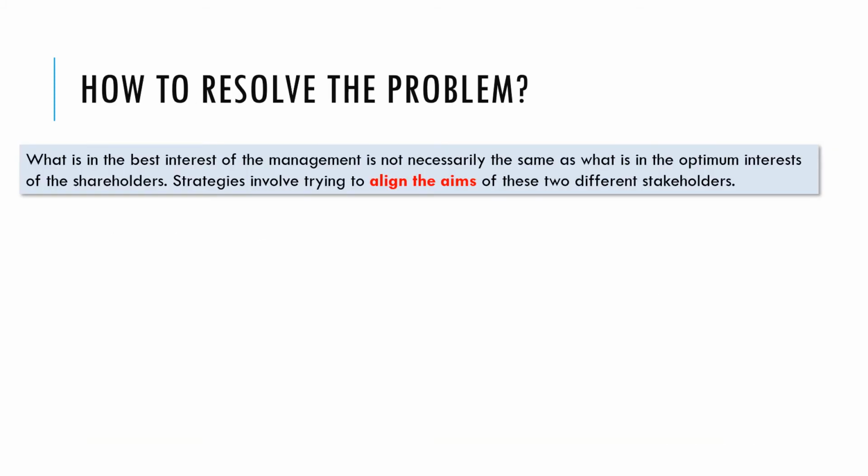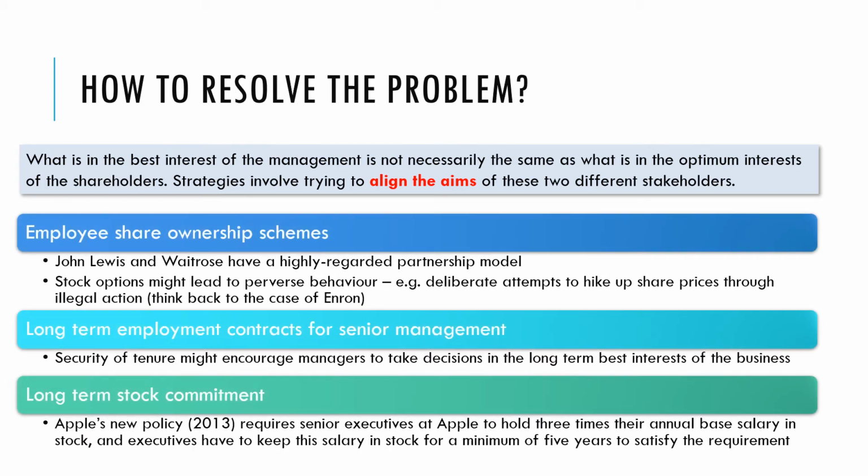So we have this idea of the principal agent problem. Really, it's only the managers that we can control as shareholders. And how do we make sure that the best interests of the management are the same as the best interests of the shareholders? How can we align the aims of these two different groups of stakeholders? Well, here might be some examples. What we can do potentially is try and make the employees own some of the shares, like the shareholders.